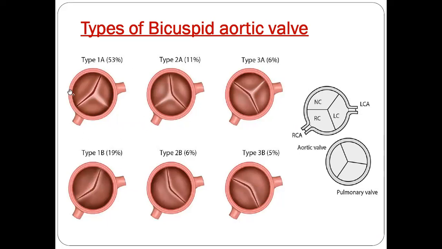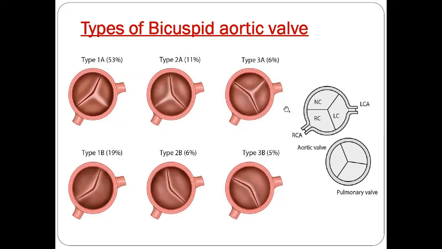Coming to type 1A, which is the most common, this is formed by fusion of the right coronary and the left coronary cusp with a raphe, seen in around 53% of the population. In type 1B, which is also the fusion of right coronary and the left coronary, the raphe is usually absent, seen in 19% of the population.